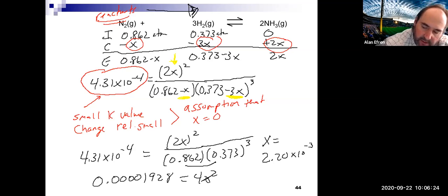So because we have a small K value, we can make an assumption that the change is going to be relatively small, and thus X will be relatively small since that represents the change. Again, really only the parts that you're going to subtract from a number or add to a number. But once you do make the assumption, you do need to check to make sure the assumption is okay. And there's a couple different ways to check, but here we'll use the common rule, which is sometimes referred to as the 5% rule.